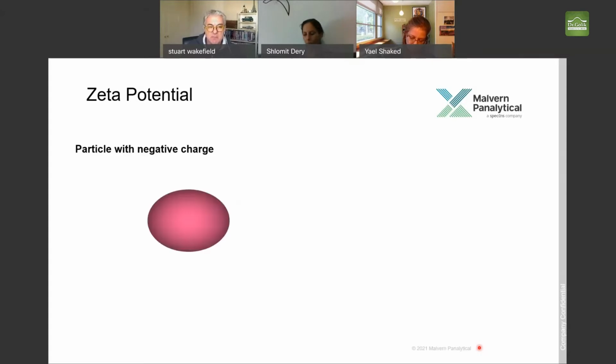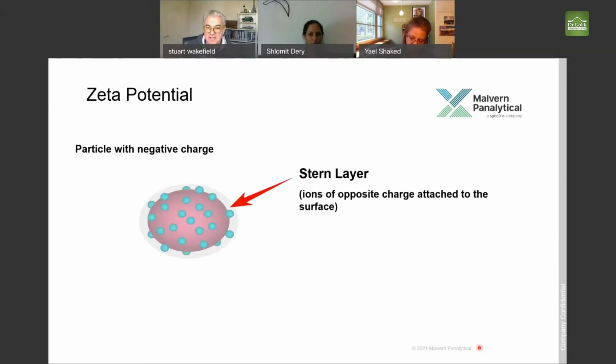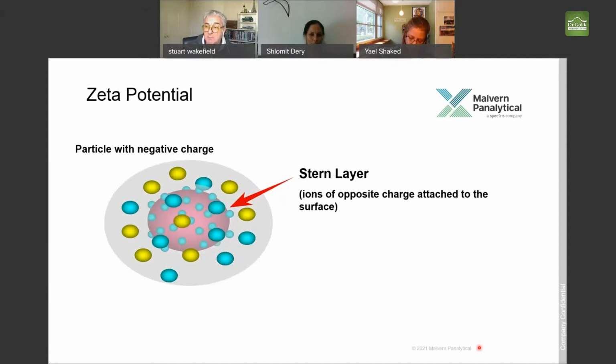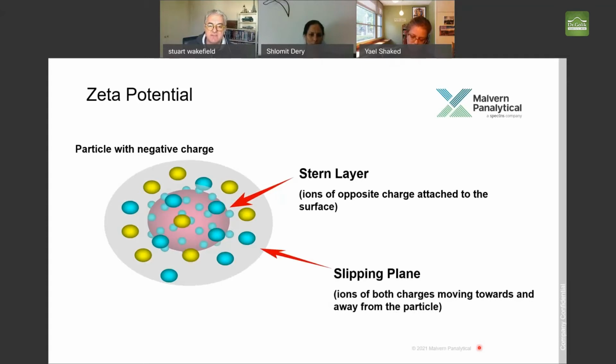So let's imagine we have a particle now with a negatively charged surface. Surrounding that particle will be ions of opposite charge that are stuck to that surface. And this area around the surface of the particle is known as the Stern layer. But a little bit further away from the surface of the particle, we have ions of both positive and negative charge. And this area around the particle is known as the slipping plane. And basically what is happening, these ions are making this decision: do I go to the particle surface or am I repelled?